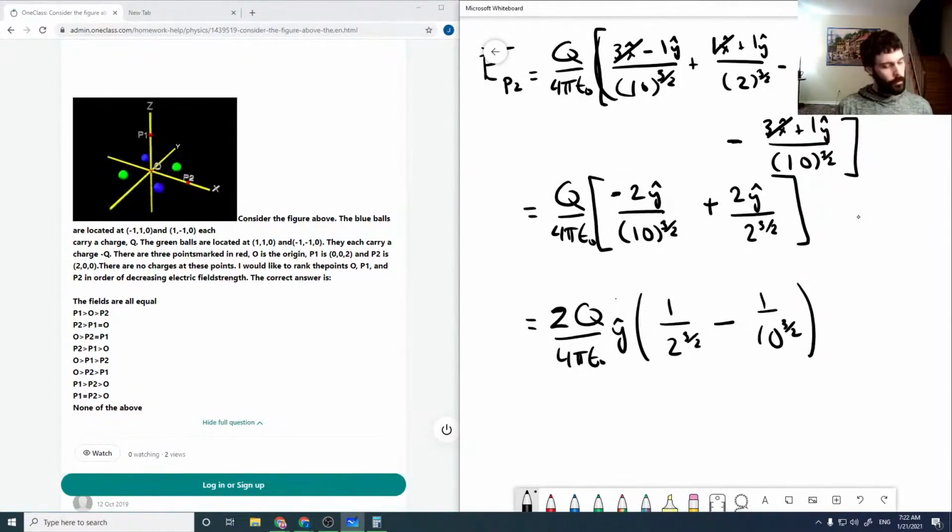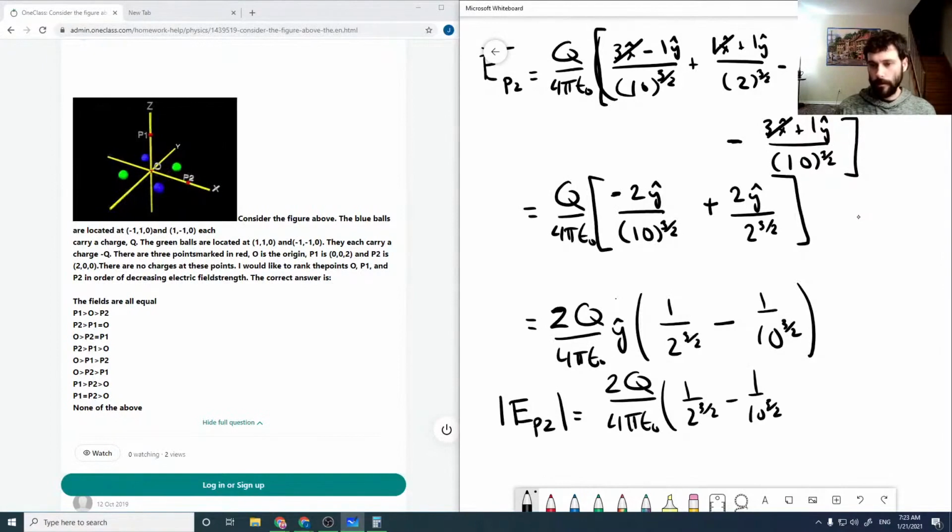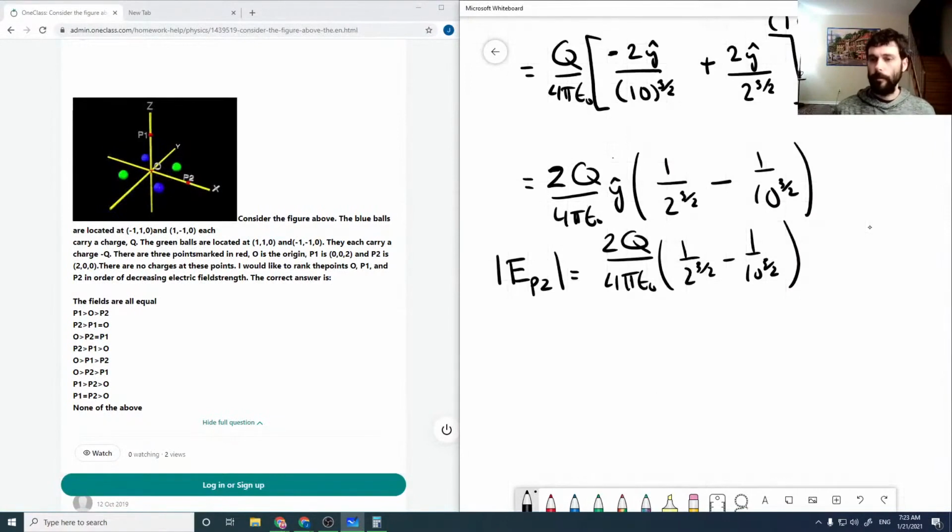I would solve that out, but there's not really much point here, so we can see that it wants us to do rank in order of decreasing electric field strength. So our magnitude of our EP2 is just this 2Q over 4 pi epsilon naught, 1 over 2 to the 3 halves minus 1 over 10 to the 3 halves. But we can clearly see that that's bigger than 0. So it's non-zero.